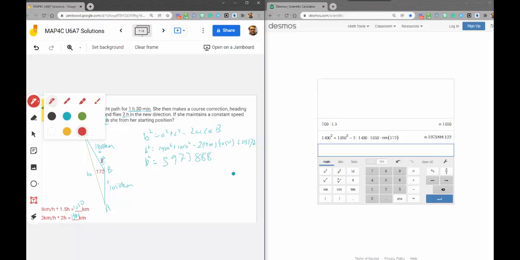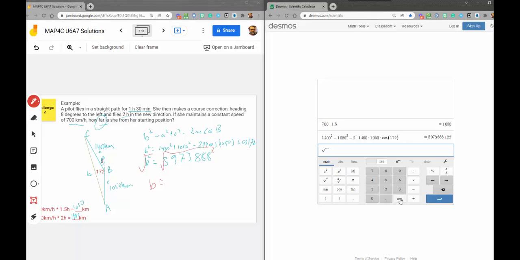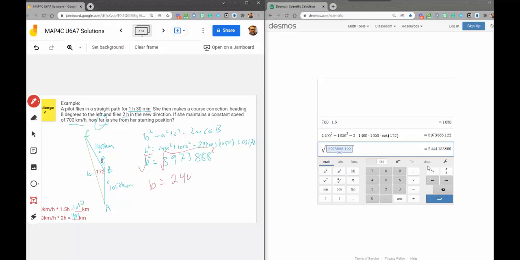So I'm going to take the square root of both sides. I'm left with b equals, and that's why I love the Desmos. I can say square root of whatever that answer was, and I get 2444 kilometers. And we're done.